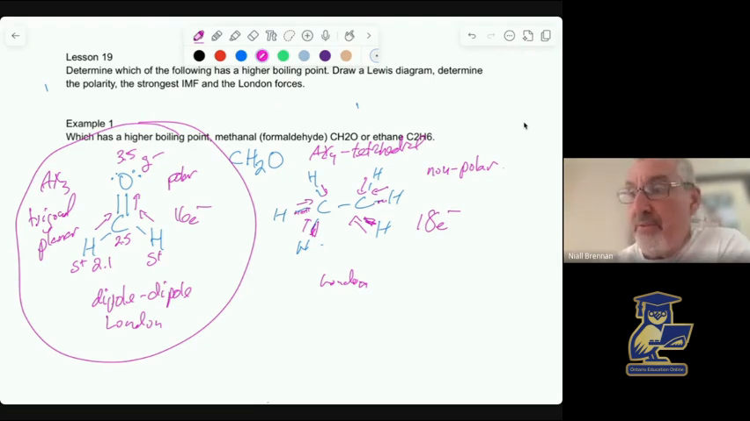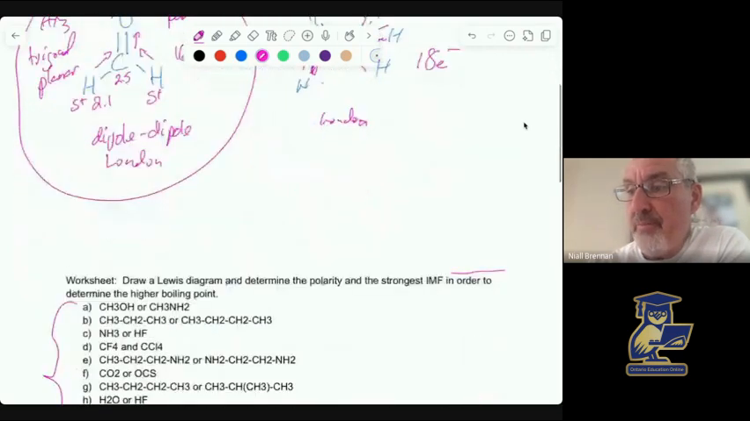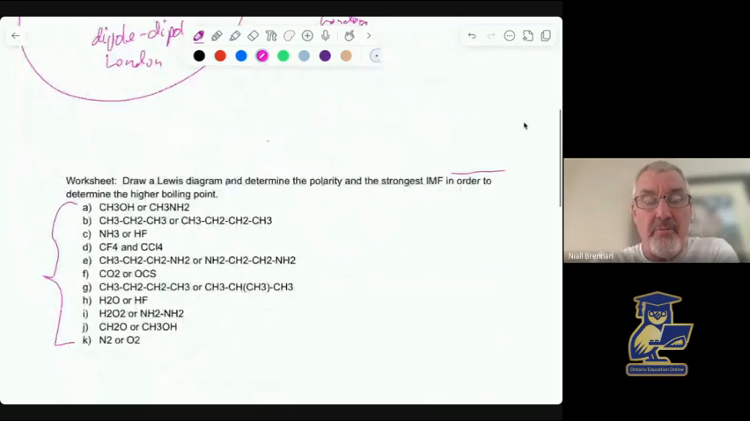What I've left for you here is a whole lot of problems. Don't cheat, but I do have a sheet with just the answers and a brief explanation. So do the same thing over there: draw the Lewis diagram, determine the polarity, what the major intermolecular force is, and then compare the London forces as well.